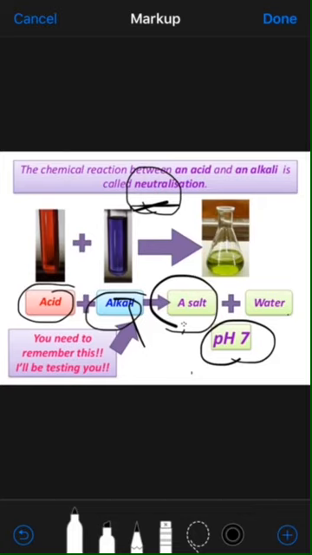A neutralization reaction is a reaction between an acid and an alkali to produce neutral substances. That's where the name neutralization comes from. In order to produce neutral substances, which are salt and water, both water and salt are neutral substances.